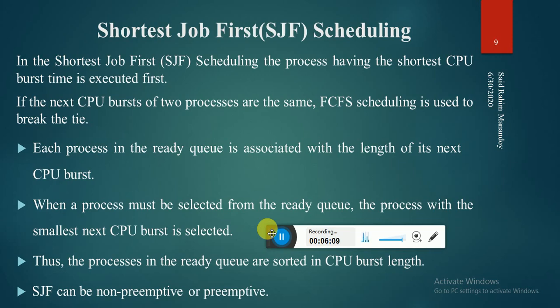Non-preemptive means when a process enters the CPU or the processor, no other process can force this process to leave the CPU before its termination time. So this is called non-preemptive. If this process by itself wants to leave the CPU, for example to go to the waiting state or to the termination state, that's okay.